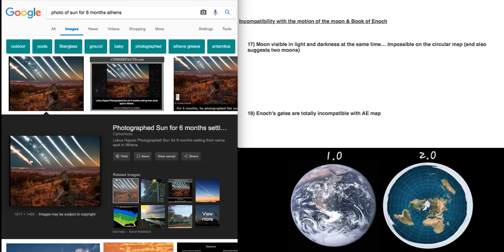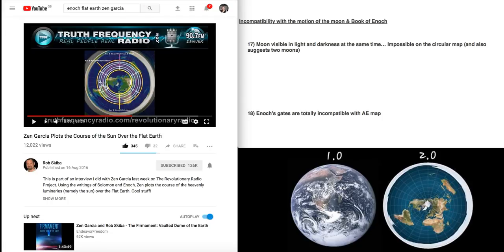So it doesn't. This is just not reality. This is a Photoshop. This model, these sorts of things with the 6 gates being the tracks, I mean, it just doesn't work. Looking at the moon, when we actually sit down and watch the moon.